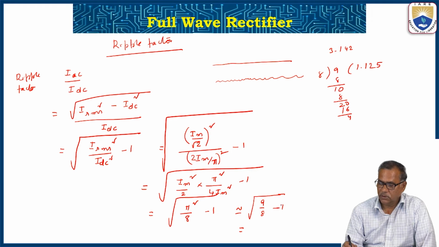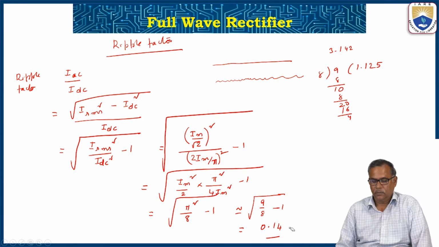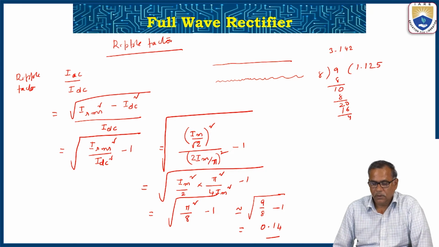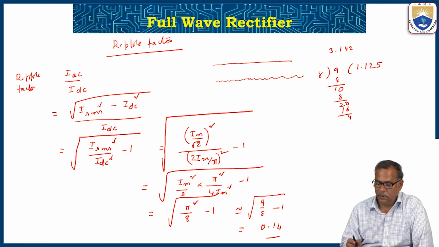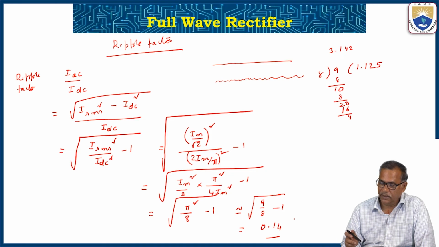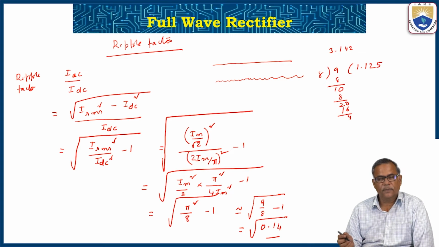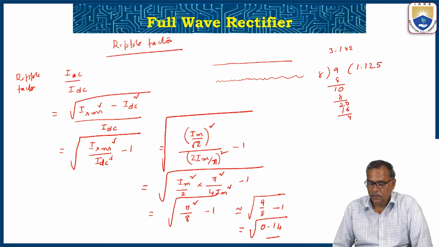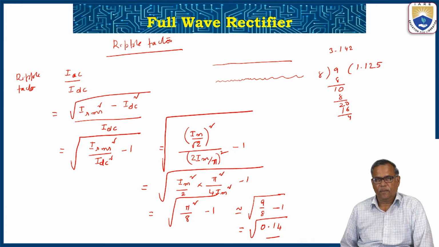Okay, so we get approximately 0.14. So the ripple factor, we have to take the square root of it. So the ripple factor we get is much better than the half wave rectifier.